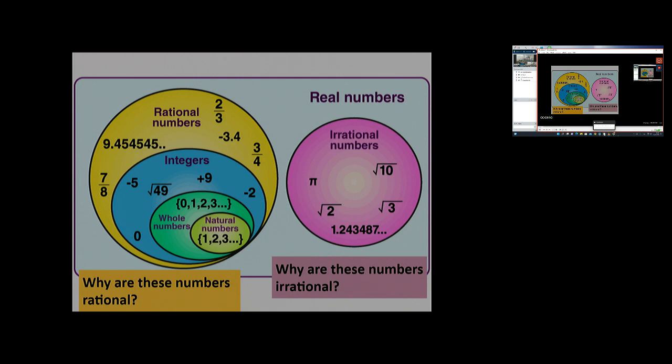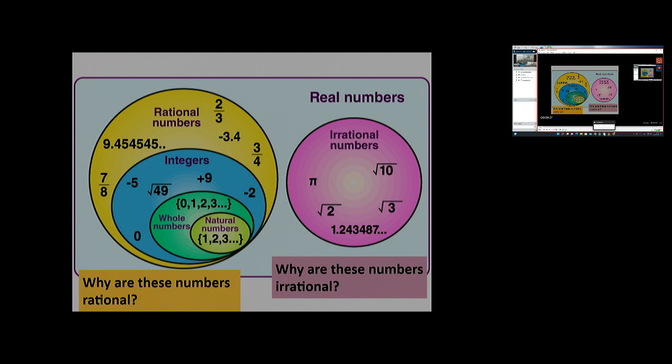So what kind of decimal is this? 9.454545. Repeating decimals, rationals. 3.4, rational. Let us see irrationals. Root 2 irrational. Understand? Yes? They are non-perfect. Root 3 irrational. Understand, right? Root 10 irrational. They are also non-perfect. Pi irrational. Okay? Why is this decimal irrational? It is not repeating. Okay?